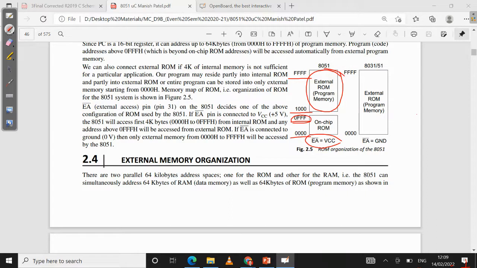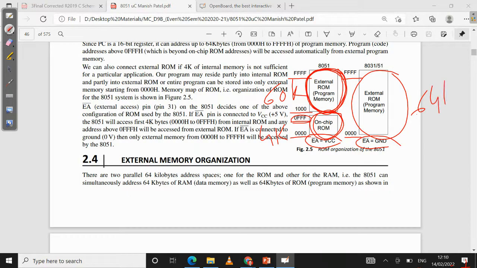Can any one of you tell me what is the size of this? एक्सटर्नल रॉम की साइज कितनी है? 60K. Very good. और इसकी साइज कितनी है? 4K. Very good. When you are connecting your EA bar to the ground, you can directly access your external ROM starting address 0000H to FFFFH. The total size is 64K. As simple as it is.